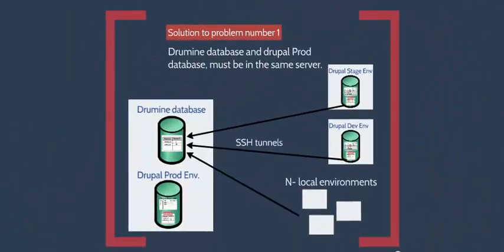The solution to problem number 1 is to store the Drumine database and the Drupal production database in the same server. So we are going to experience some delays only in stage, dev, and local environments because we are using SSH tunnels.